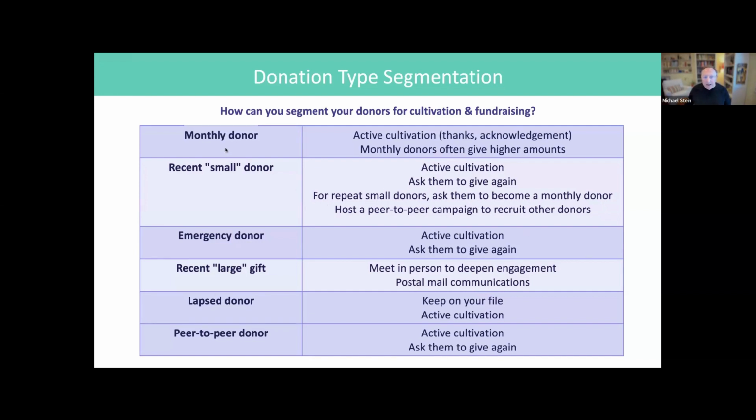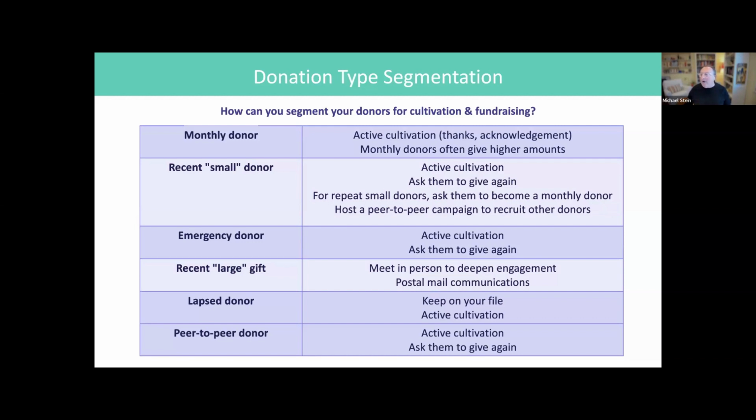So for example, and these are stacked slightly in order, the monthly donor. We often consider this to be some of our most valuable donors on our file. These are people who've made a long-term commitment to be a supporter of yours. These are folks we want to be doing active cultivation with, right? We want to be thanking them on a regular basis. We want to be acknowledging them as a monthly donor.